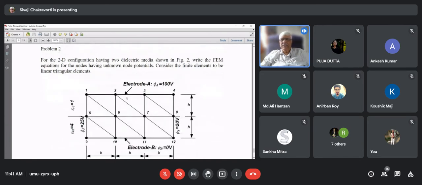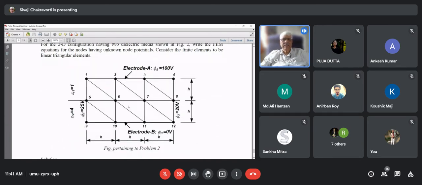This is a multi-dielectric case. Where is the boundary? Boundary is at the middle. This is again the parallel plate configuration. Top plate 1, 2, 3, 4, bottom plate 9, 10, 11, 12, which is same as the previous example. Then at the boundary, I have 5, 6, 7, 8, where 5 is the boundary node on the left side, 8 is the boundary node on the right side, and these two potentials I have specified.